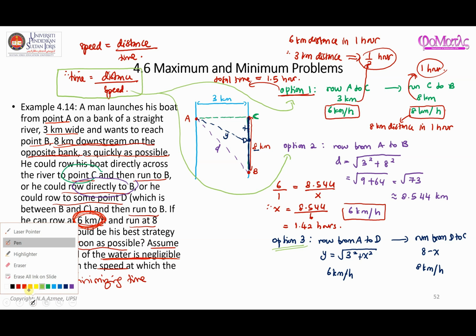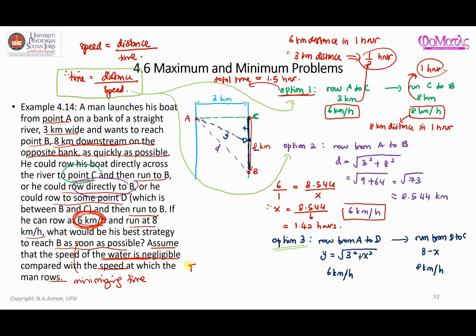Okay, so based on what we have done so far, what we know about time is that the time taken to complete this is generally time for rowing plus time for running. What we have done so far is, for option 1, we took into consideration the time taken to row the boat and the time taken to run. For option 2, since he just rows the boat straight to point B, this is just the time taken for rowing. But for option 3, we have time for rowing and time for running. Time for rowing is the distance of rowing over the speed of rowing, plus time for running, which is the distance he runs over the speed of running. So this is based on the formula that time is distance over speed.